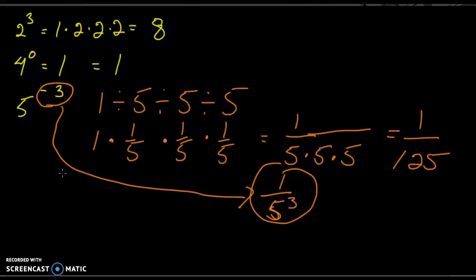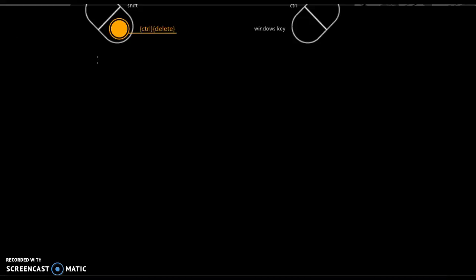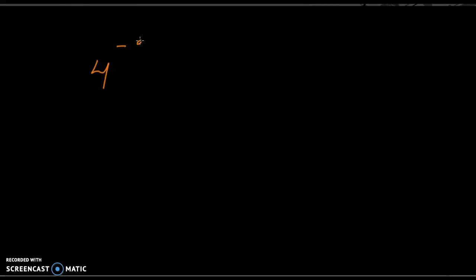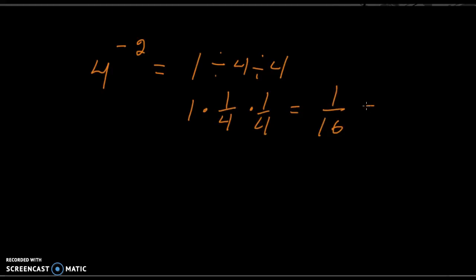So another example of this, let's practice this a little bit more. 4 to the negative 2 is the same thing as saying 1 divided by 4 divided by 4, or it can be simply written as 1 over 4 times 1/4, or 1 over 16. This is the same thing as saying 1 over 4 to the second. These are all equivalent, and this will work with any number raised to any negative exponent.